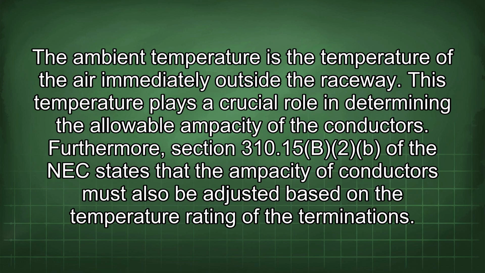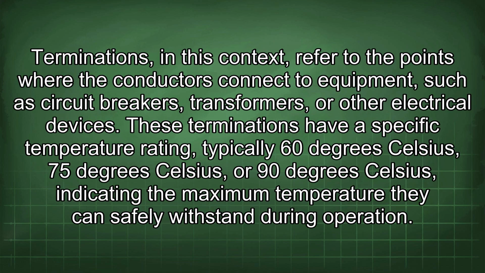Furthermore, Section 310.15(B)(2) of the NEC states that the ampacity of conductors must also be adjusted based on the temperature rating of the terminations. Terminations, in this context, refer to the points where the conductors connect to equipment, such as circuit breakers, transformers, or other electrical devices. These terminations have a specific temperature rating, typically 60 degrees Celsius, 75 degrees Celsius, or 90 degrees Celsius, indicating the maximum temperature they can safely withstand during operation.